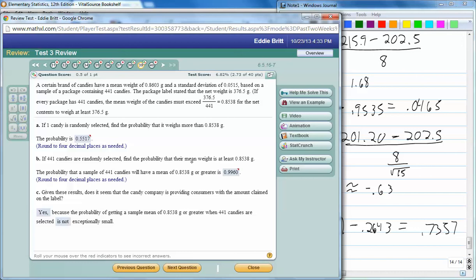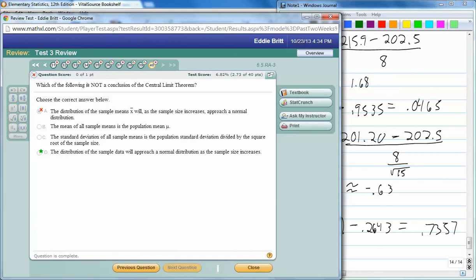Okay. Now, this says at least. I was looking at that in the problem. This says more than. This says at least. More than or at least is going to just mean the same thing for these problems. More than, we're going to have to say 1 minus whenever we get our area. The same on B. At least, we're going to have to say 1 minus when we get our area out of the table. Okay. And then the last problem, which of the following is not a conclusion of the central limit theorem?